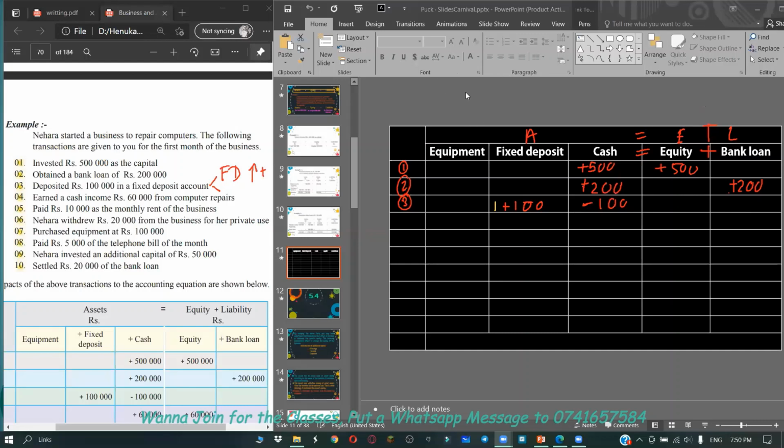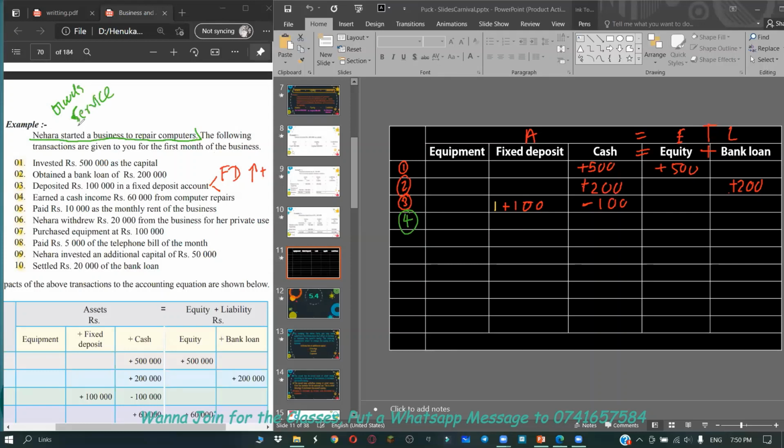හරි. Anyway, I'll show you the. හරි. So fourth transaction එක. Okay. Earned a cash income of 60,000 from a computer repair. So guys, අපිට කියන්න බලන්න මේ business එක what type of business is this? That means, so you guys need to tell me whether this business is a goods manufacturing or service providing.